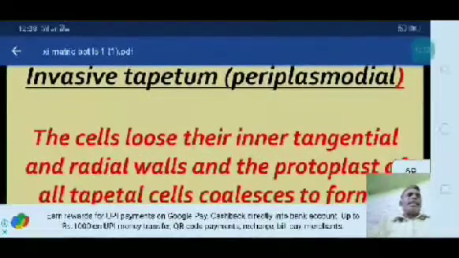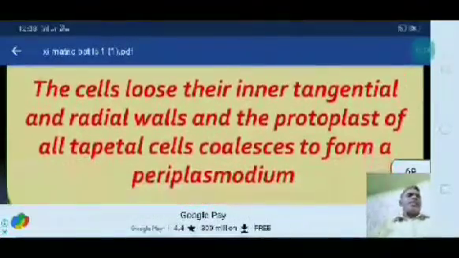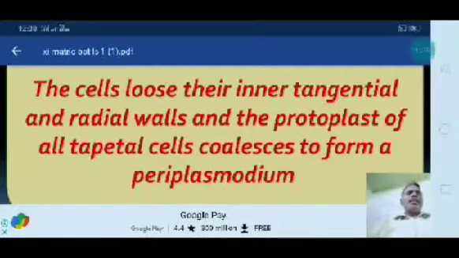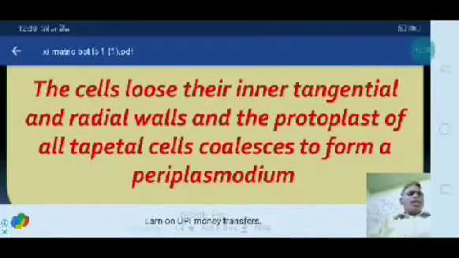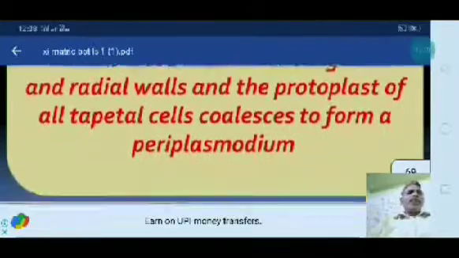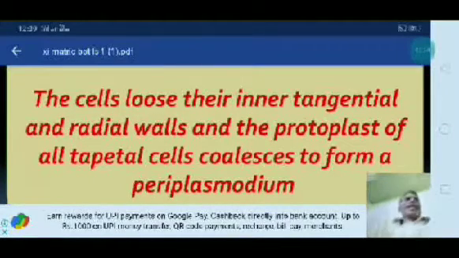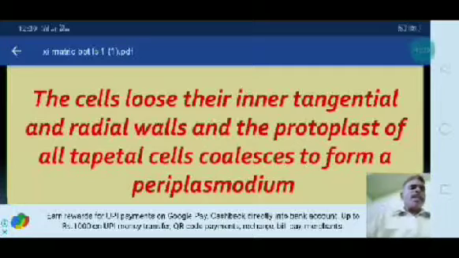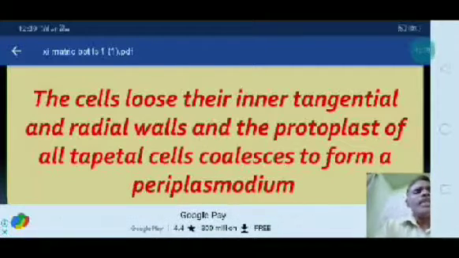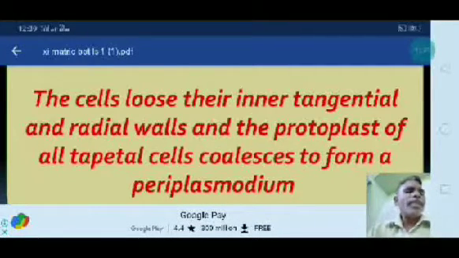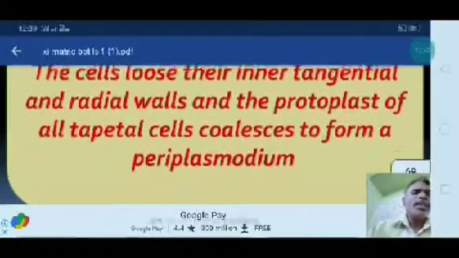The cells lose their inner tangential wall and radial walls, and the protoplasm of all tapetal cells coalesces to form a periplasmodium, an amoeba-like structure. That is called the invasive tapetum, the periplasmodium.